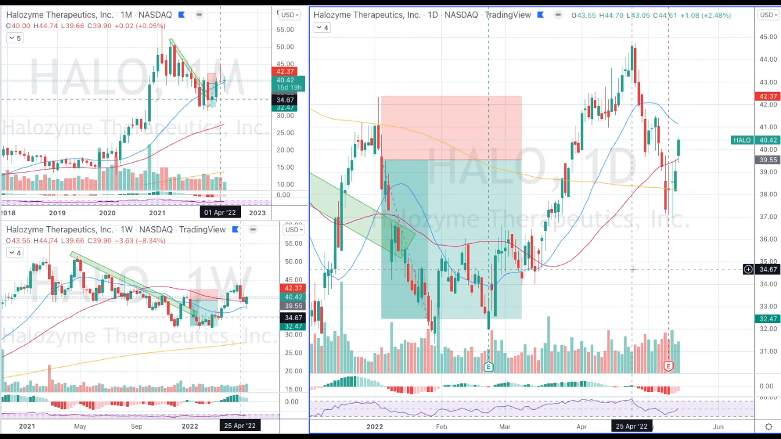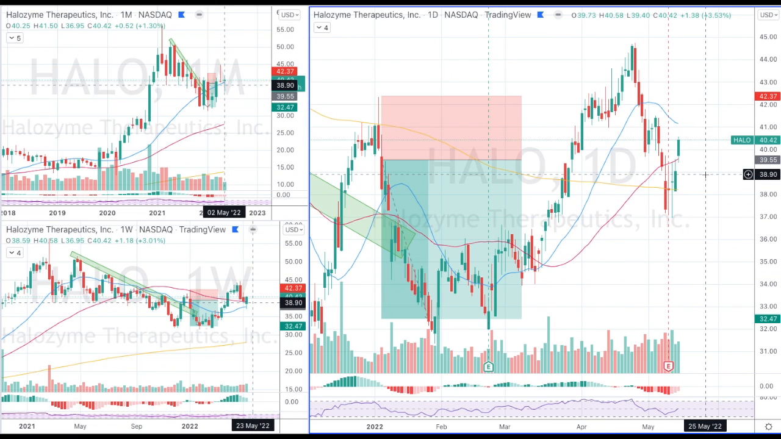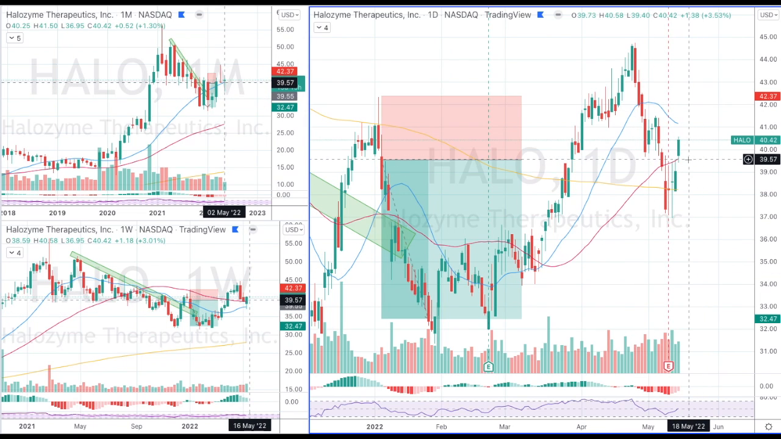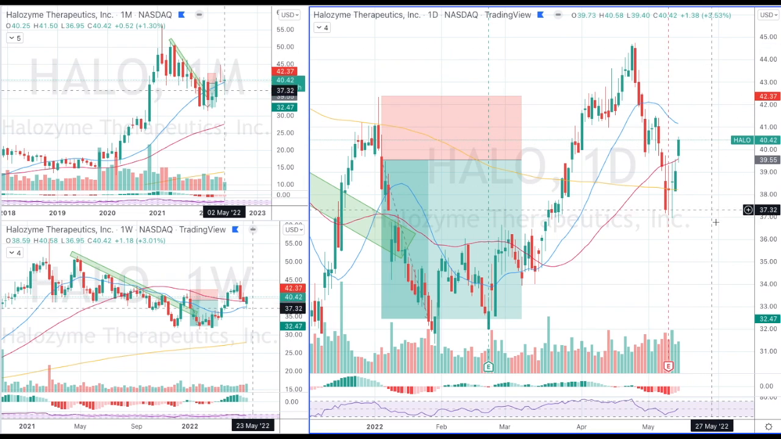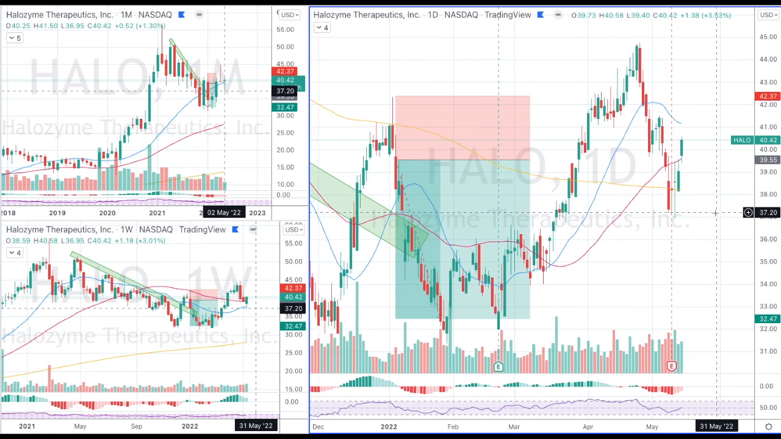A previous idea we mentioned in a previous week was HALO. This one, I have not entered this trade long. However, over this $49 area would have been my entry. We had a decent day on Friday. This has pretty decent room to this pivot up here. This would have been a decent trade.